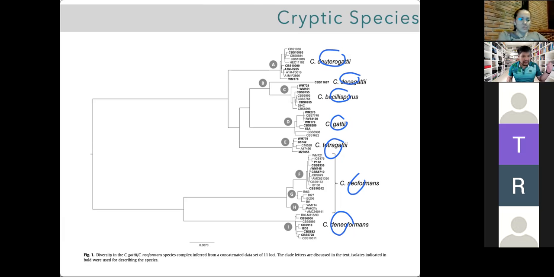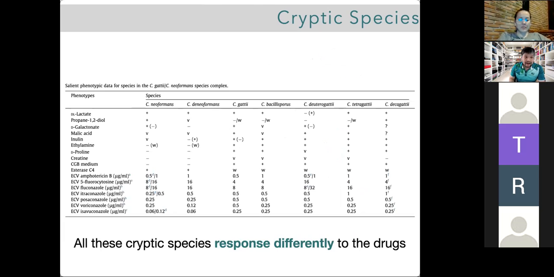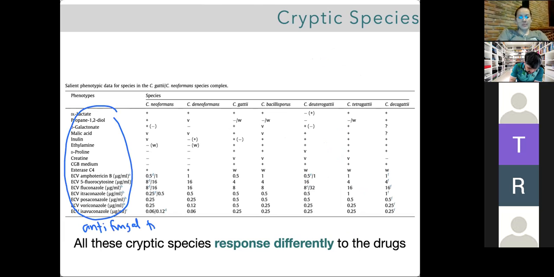And you'd be like, okay, sure, they have groups, and what's the matter, right? Why do we even bother? Because all these different cryptic species respond differently to the drugs we give them. This is what they call phenotypic screening. They give all these different antifungal treatments, and plus and minus is the response they have to each of the drugs.